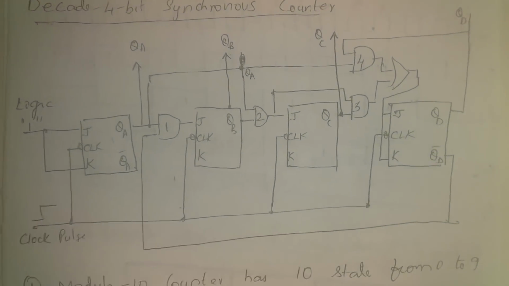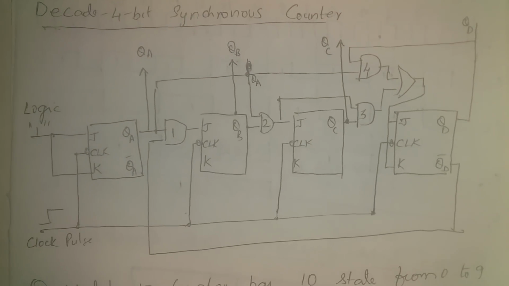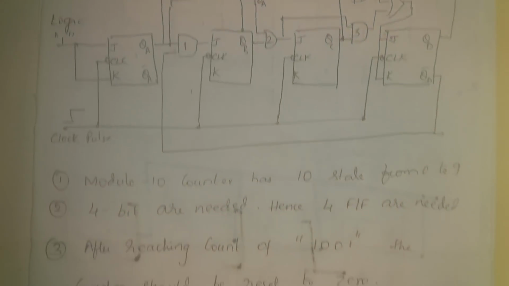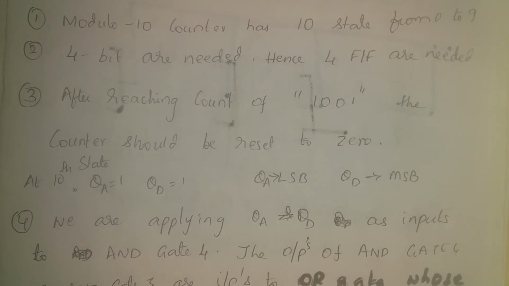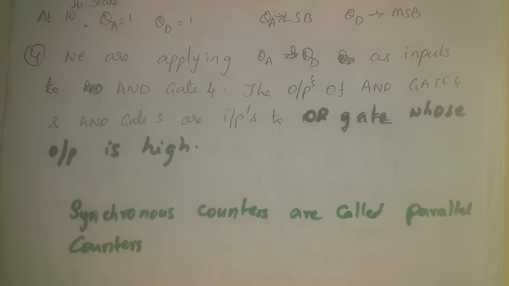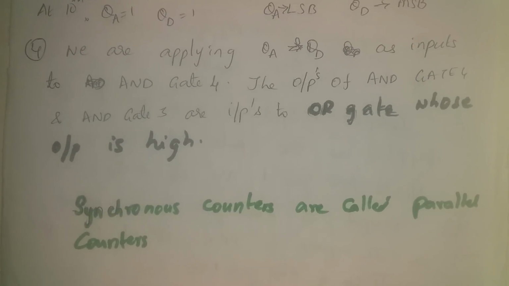So what are the advantages of synchronous counter? The advantage is it is faster. It's also called a parallel counter. And there's no propagation delay.